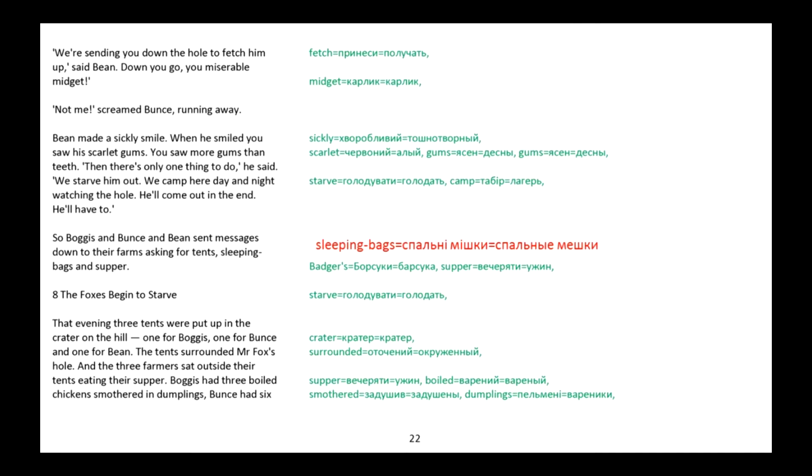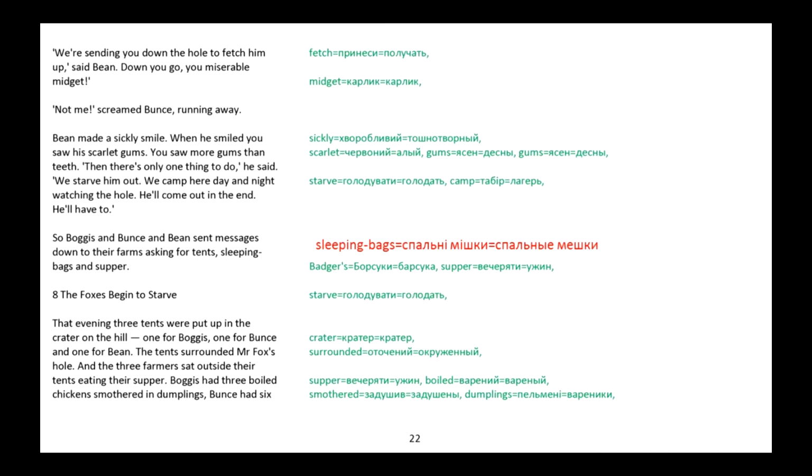Bean made a sickly smile. When he smiled, you saw his scarlet gums. You saw more gums than teeth. "Then there's only one thing to do," he said. "We'll starve him out. We'll camp here day and night watching the hole. He'll come out in the end. He'll have to." So Bogus and Bunce and Bean sent messages down to their farms, asking for tents, sleeping bags, and supper.